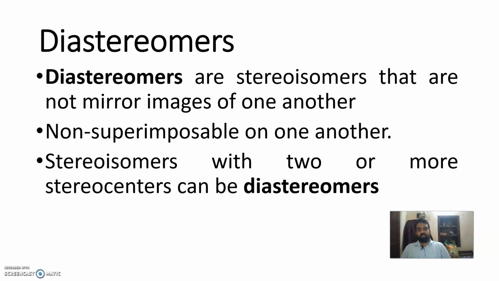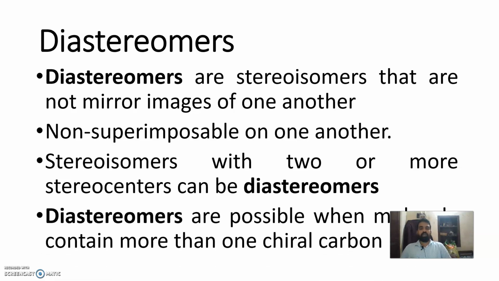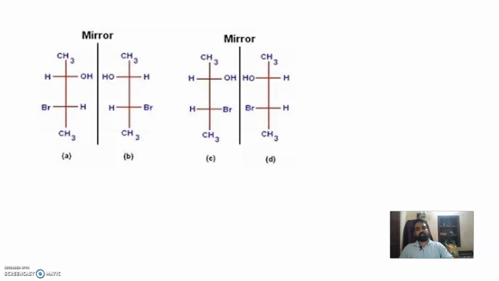അപ്പം രണ്ടോ അതിൽ കൂടുതലോ chiral carbon ഉള്ള molecules ആണ് diastereomers ആകുകയുള്ളൂ. Diastereomers are possible when molecules contain more than one chiral carbon. വളരെ ഇമ്പോർട്ടൻ്റ് ആയിട്ട് ഒന്നിൽ കൂടുതൽ chiral carbon ഉള്ള മോളിക്യൂൾസിലേ ഡയസ്റ്റീരിയോമേഴ്സ് ഉണ്ടാവുകയുള്ളൂ. ഓക്കെ, വൺ chiral carbon ആണെങ്കിൽ they will be enantiomers. ഓക്കെ, അപ്പോൾ ഈ ഡയസ്റ്റീരിയോമേഴ്സും ഇനാൻഷ്യോമേഴ്സിൻ്റെയും ഒരു എക്സാമ്പിളാണ് നമ്മൾ ഇന്ന് ഡിസ്കസ് ചെയ്യുന്നത്.